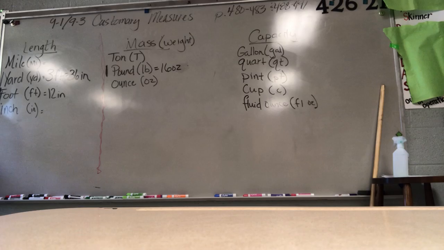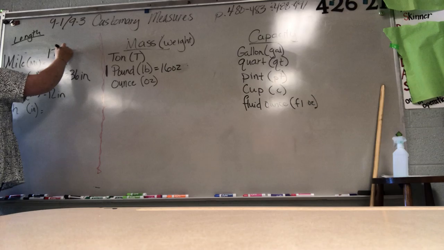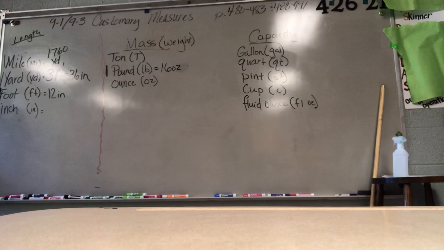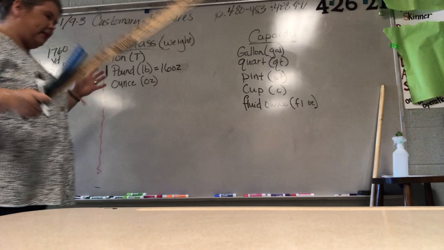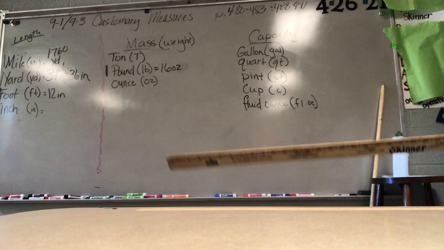Now, let's talk about a mile. How many yards are in a mile? 1,760 yards. Don't ask how I knew that. Probably the book. Now let me tell you something. My husband's a weirdo for the most part, and anytime we go on a family vacation, every time we go past one of those mile markers, he'll say, well, there we go. We just went 5,620 yards. I mean, excuse me. Reverse it.